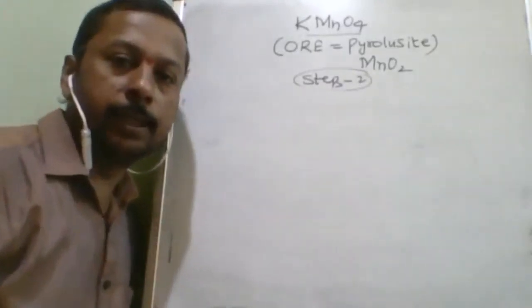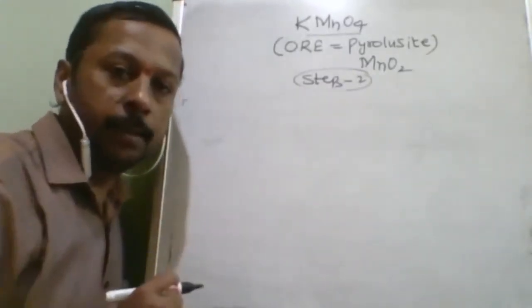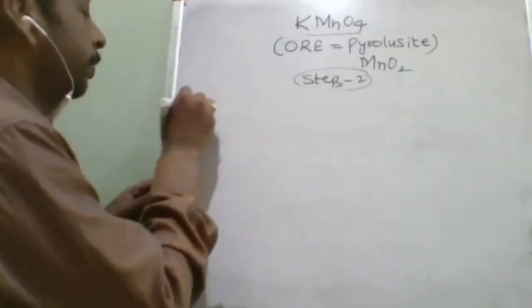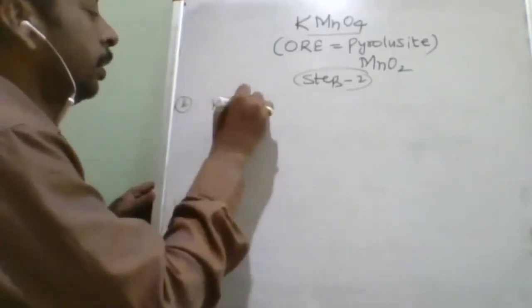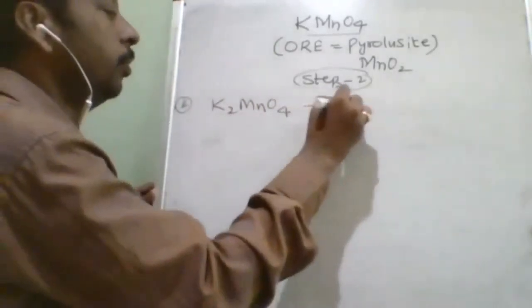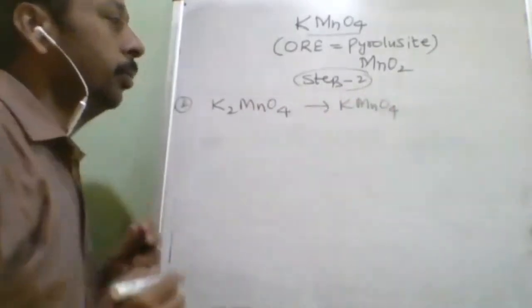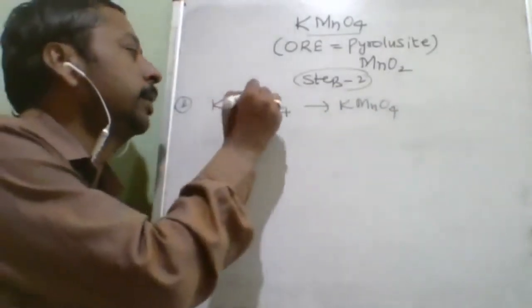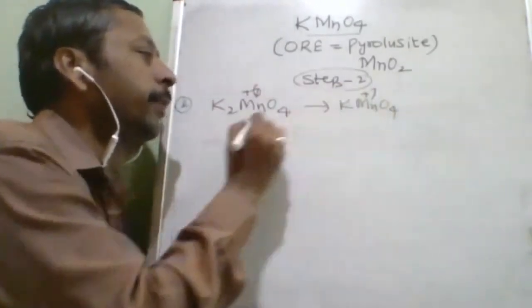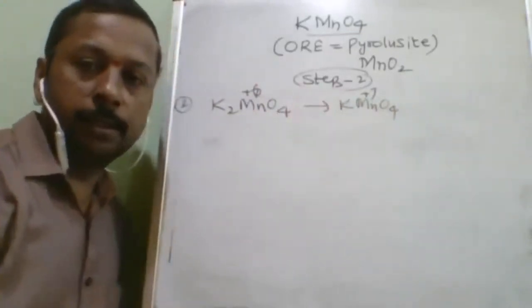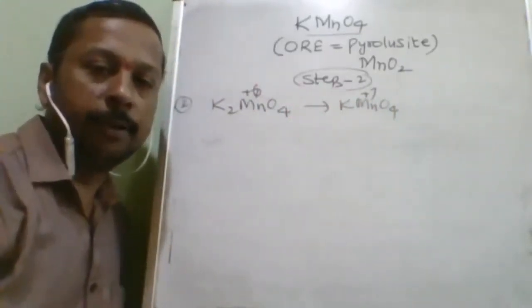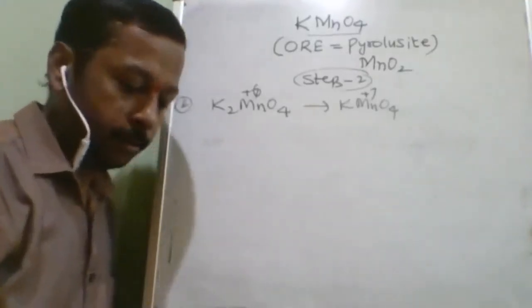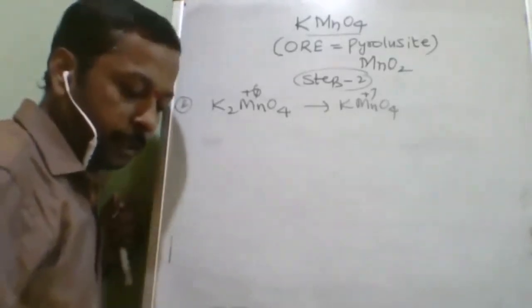What will we do in the next step? In the second step we will convert the potassium manganate into the potassium permanganate. So the purpose of step 2 is to convert K2MnO4 into KMnO4. How to say that it is oxidizing? Because it is converting from plus 6 to plus 7. You can find out the oxidation number. We are changing the oxidation number of manganese from plus 6 in potassium manganate to plus 7 in potassium permanganate. Here it is done in different ways.